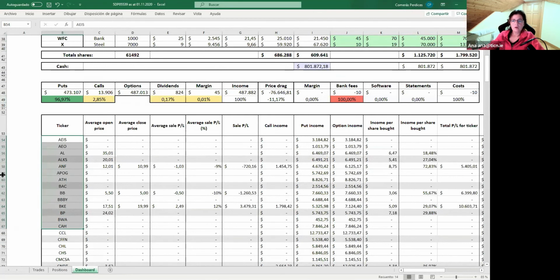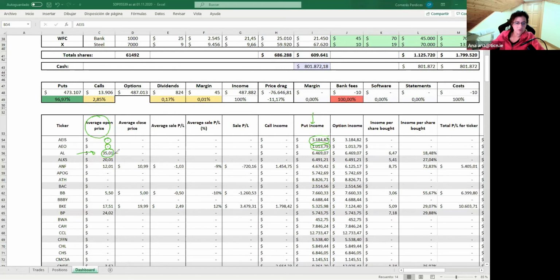However, not all of them were put to us. Some of them we just kept the money and that was it. How do we know which ones? Look, AL this year was put to us because there's an average open price. If there's no average open price here, that means that we collected some put income, as we can see in this column. AEO, we collected some put income, but the shares were not put to us.